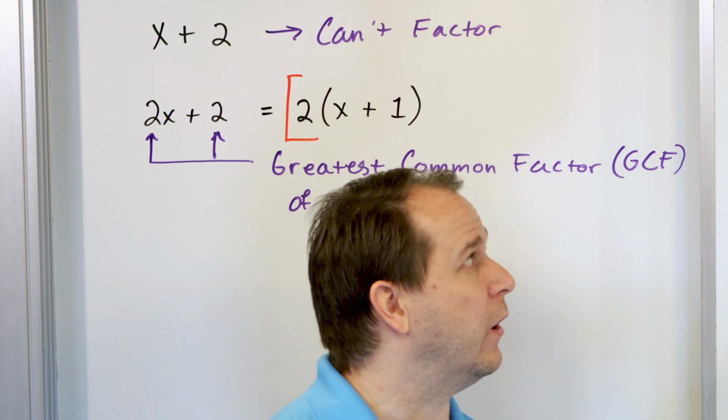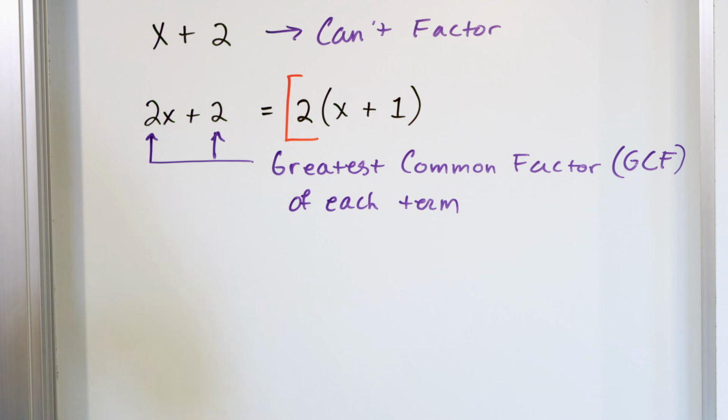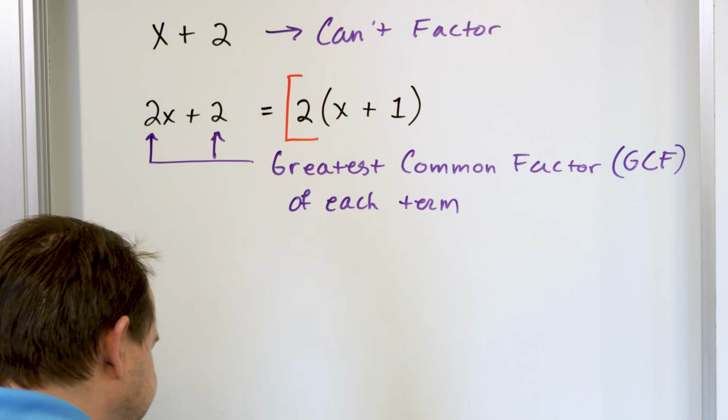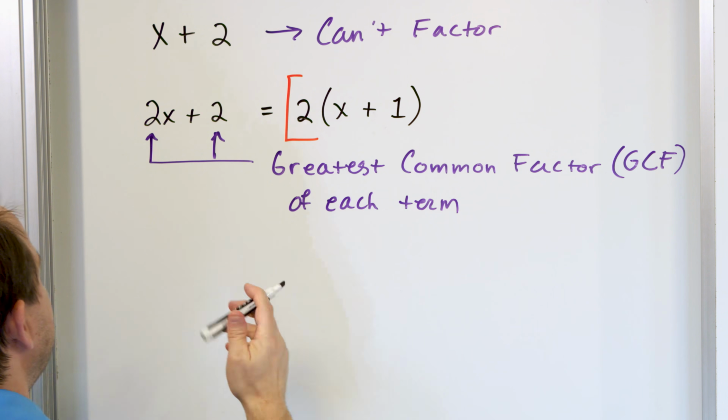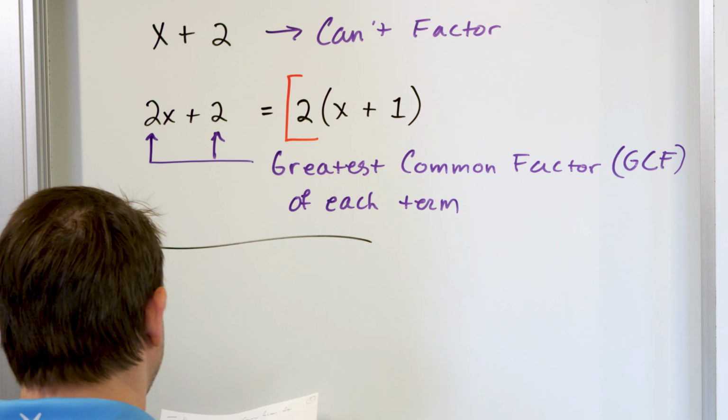Otherwise, you've done something wrong. So you can see right away it's 2x plus 2. Boom, you got the right answer. Now let's just move through this. You're going to see quickly how easy this is once we do a lot more examples.